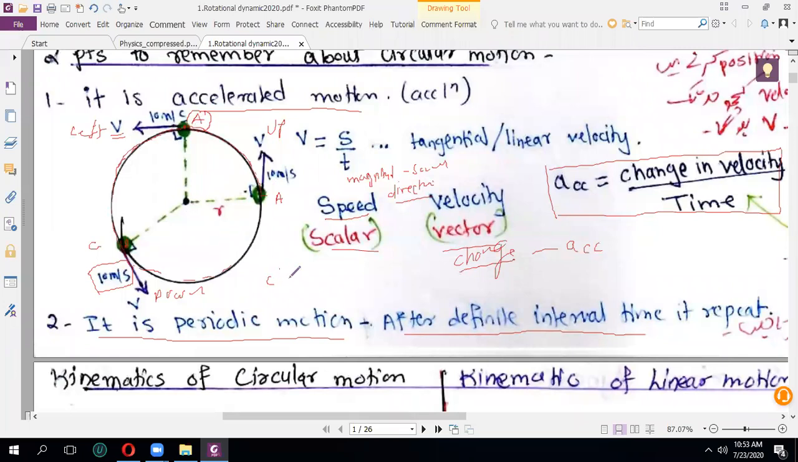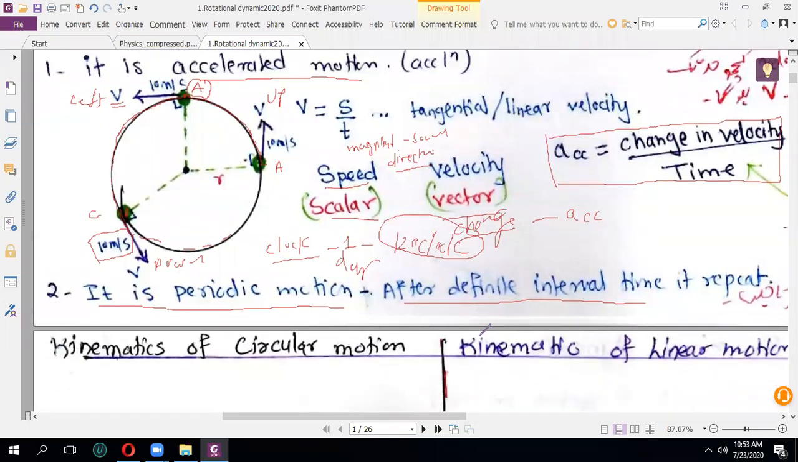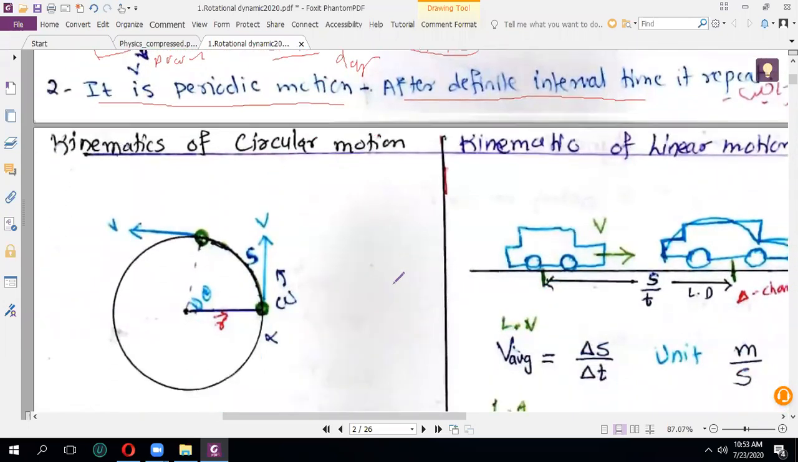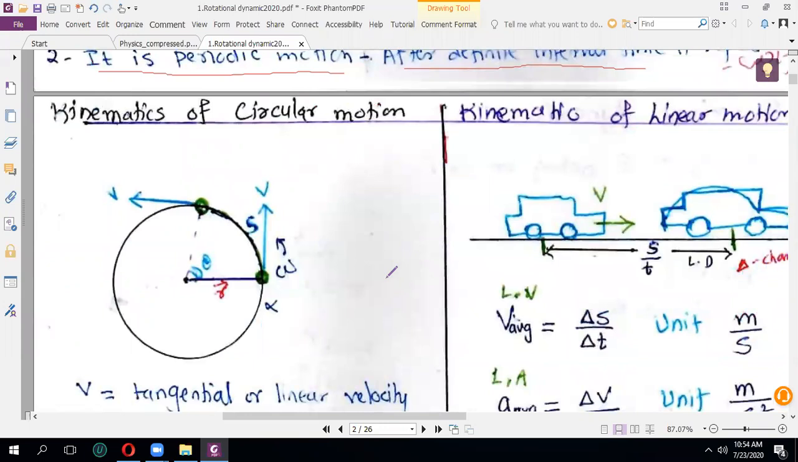For example, a clock. In one day, how many times is 12 o'clock repeated? Two times. Yes. So this is called periodic motion. After a fixed interval of time, the thing is repeated again and again. This is the second characteristic of circular motion. Now we will differentiate the kinematic equations from circular motion.